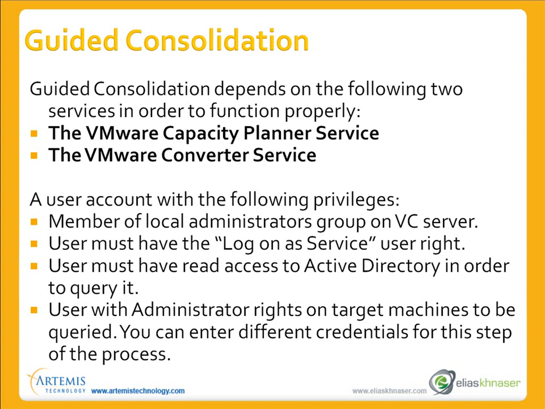That being said, let's take a look at what we need to get guided consolidation to work. Guided consolidation relies on two Windows services, the VMware Capacity Planner service and the VMware Converter service. Again, the VMware Capacity Planner is the service you're going to use to analyze and query the other physical boxes on the network, and the VMware Converter service is the one that's actually going to be doing the converting from physical to virtual or from virtual to virtual.